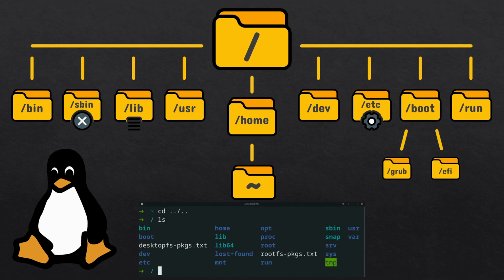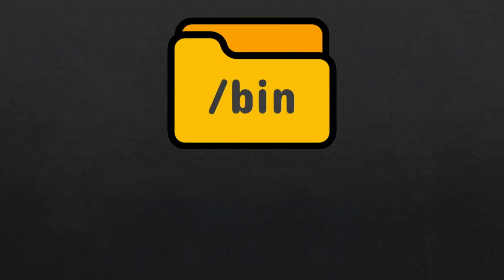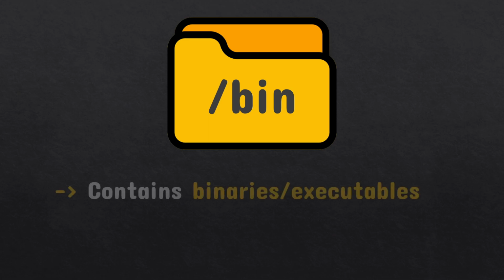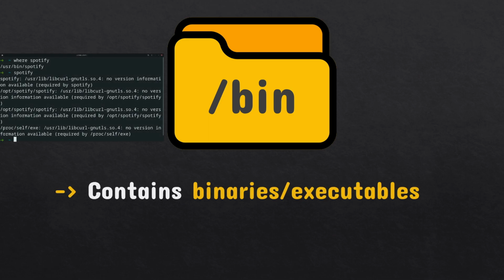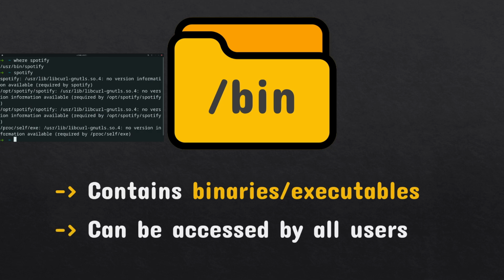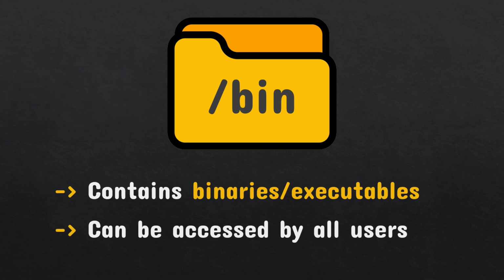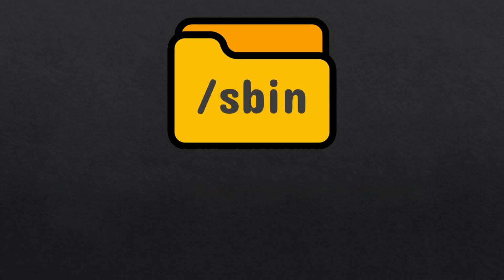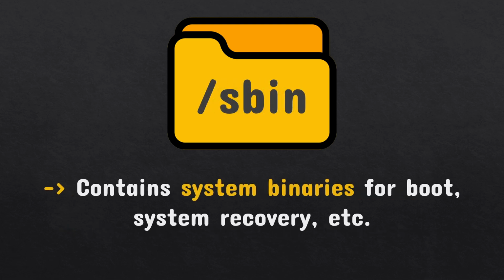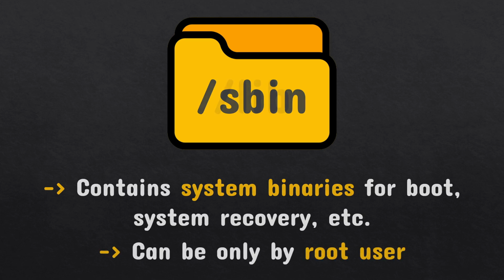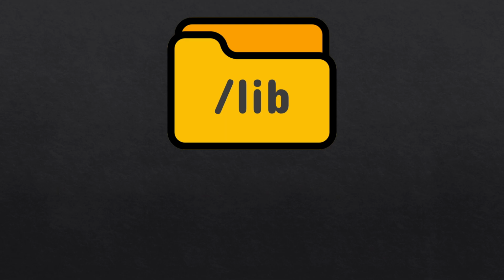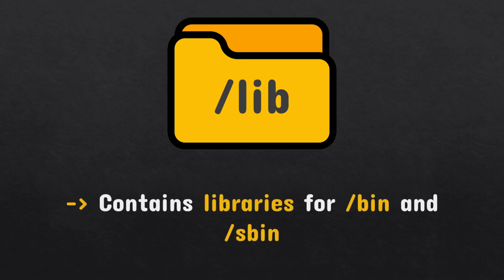Let's go over them. Bin is a directory which has all of the binary files or executables. If you ever install a program, it's most likely in bin, and it can be accessed through the terminal by all the users. There's also an analog to bin called sbin, which contains system binary files for boot, system recovery, etc., and it can only be accessed by a root user. Executables need libraries for their work, and that's where lib comes in, which is a directory for all of the libraries that the system needs.